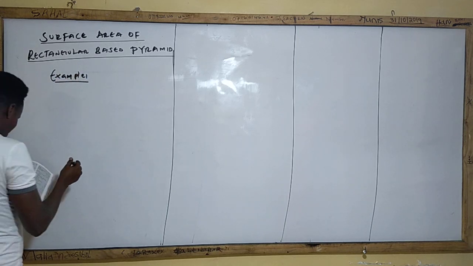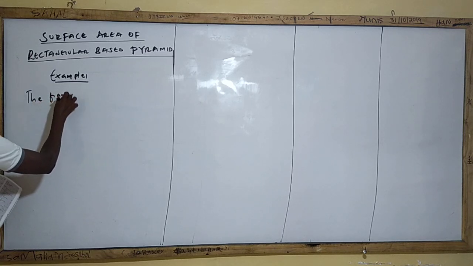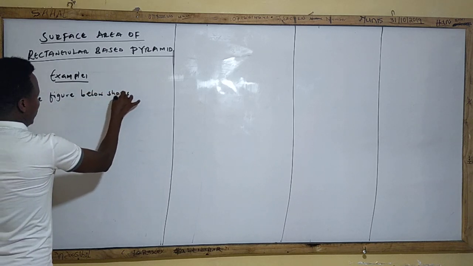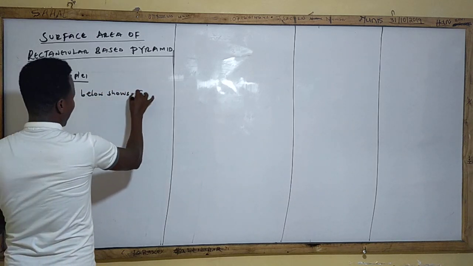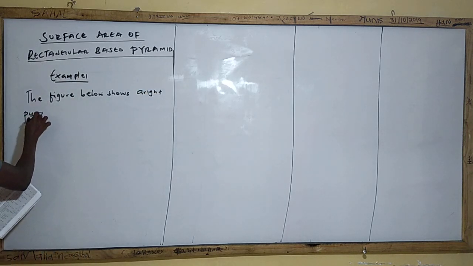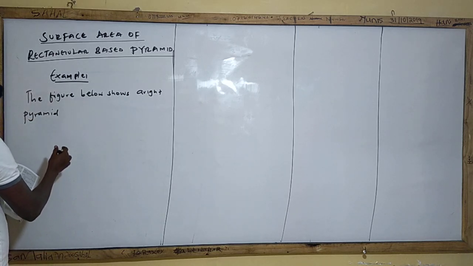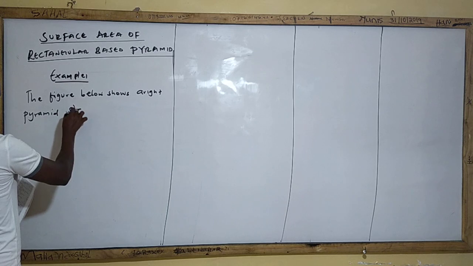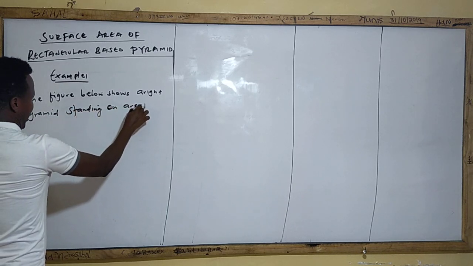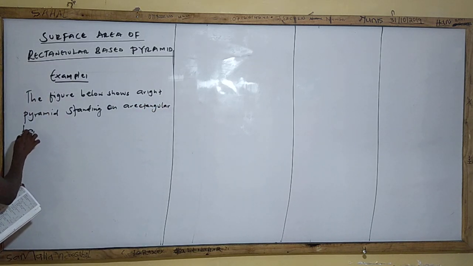So in our example, you are told the figure below shows a right pyramid standing on a rectangular base.